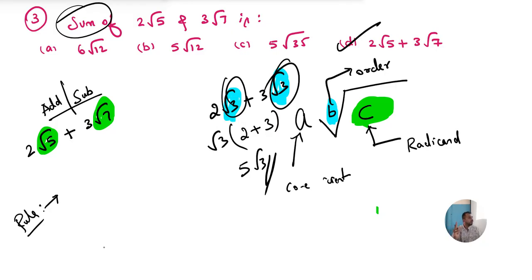Whenever you find a step like this, where different surds are given and they are asking you to add or subtract, please leave them as it is. Keep them as it is. Write them as it is, because further we cannot simplify them. Clear?